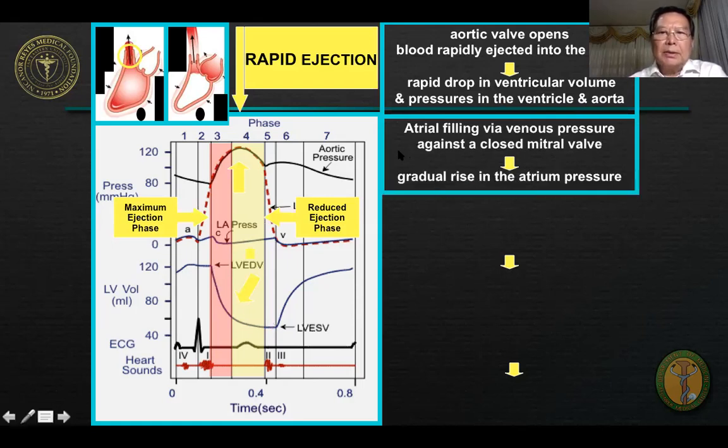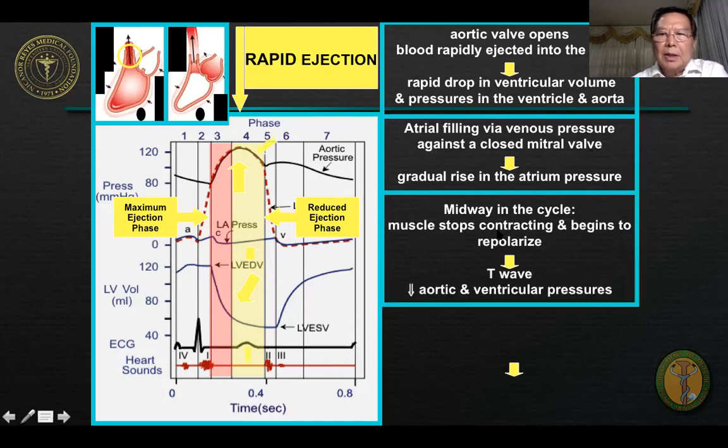And on the left side further, there is atrial filling via the venous pressure. Okay, you have blood coming from the pulmonary veins going back into the left atrium, and at this portion of the cardiac cycle, the mitral valve is still closed. So the pressure inside the left atrium over here, okay, you would note that the slope of your curve is a little upwards. So this represents the gradual rise in the left atrial pressure.